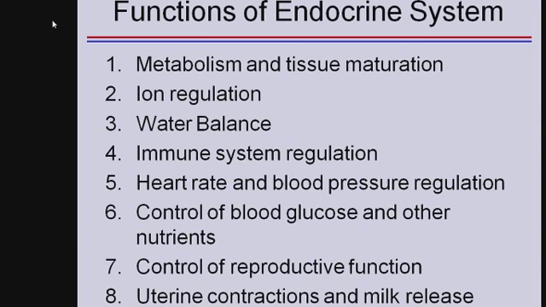Alright, so we're going to look at the functions of the endocrine system. Starting off, we're going to look at metabolism, tissue function, and tissue maturation. Then we're going to look at ion regulation. Okay, how do the salts in your body function with the endocrine system? Water balance of the body, immune system regulation, heart rate and blood pressure regulation, control of the blood glucose, and how that affects other parts of the body. Also, we're going to look at control of reproductive functions, uterine contractions, and milk release, and how those factor together.